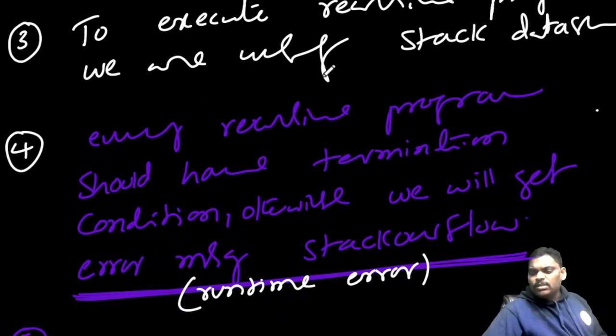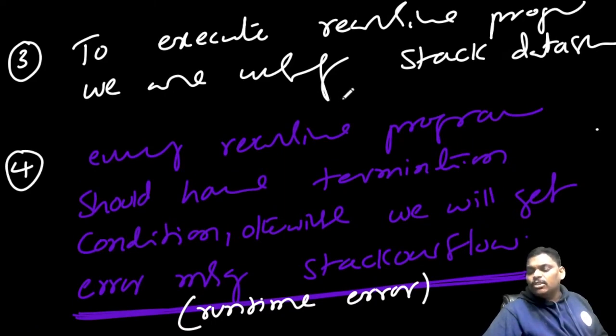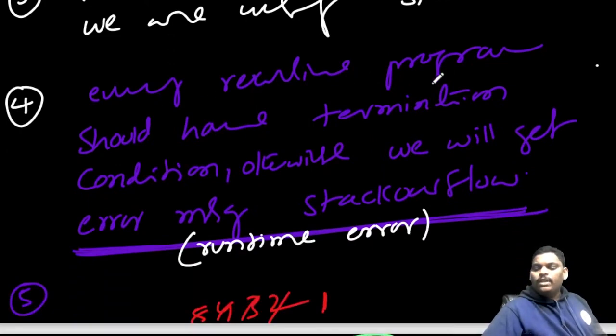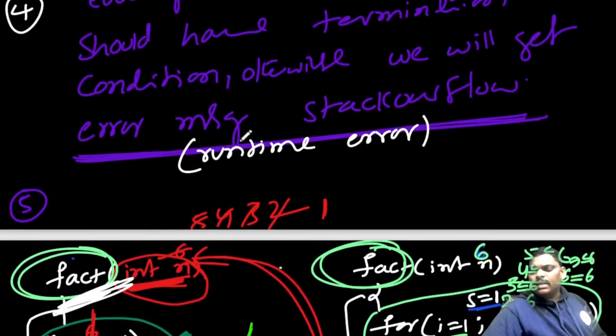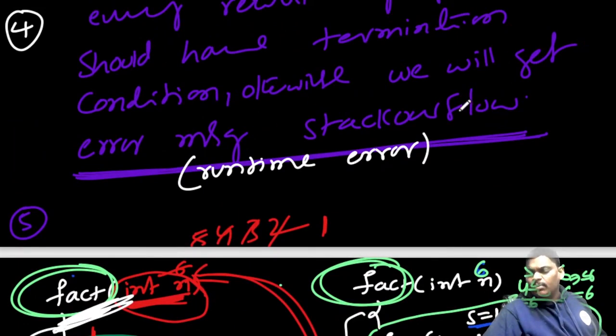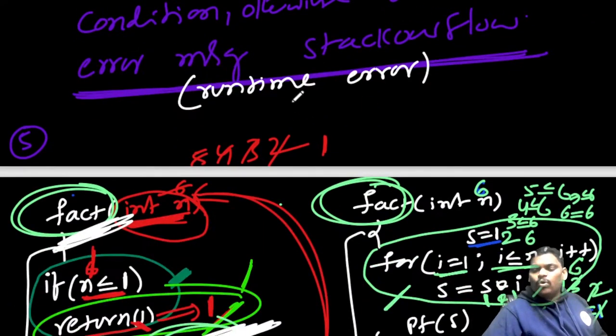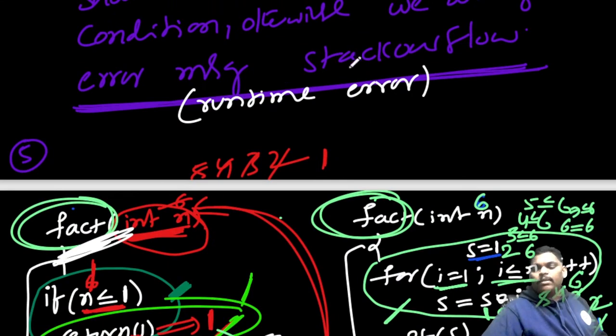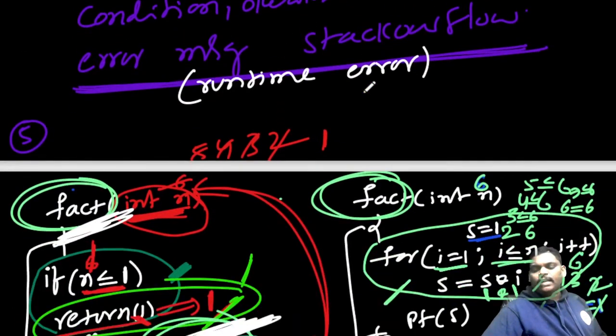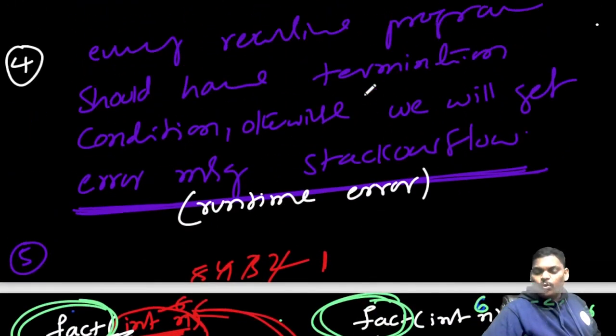Because of recursion, many function calls are there, and all cannot stay on the main road. They have to be stored in some data structure. So to execute a recursive program, because of so many function calls, we use the stack data structure. Every recursive program should have a termination condition, otherwise we will get the error message stack overflow, which is a runtime error. Those are the 4 points. Fifth point.